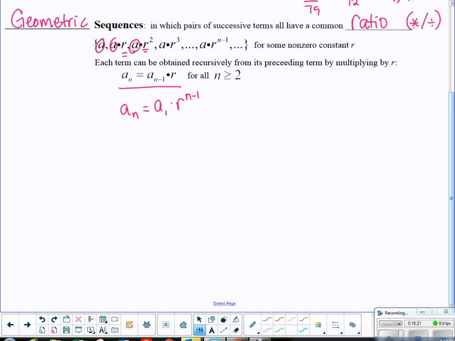What if they didn't start me at the very first term? Well, then maybe I'd say my a sub m term gives me my a sub n term if I have r to the m minus n, so that I'm multiplying by that many changes in the terms.